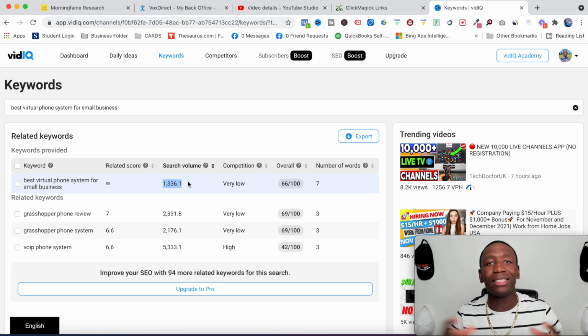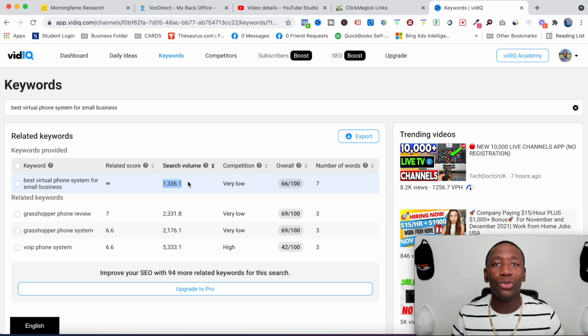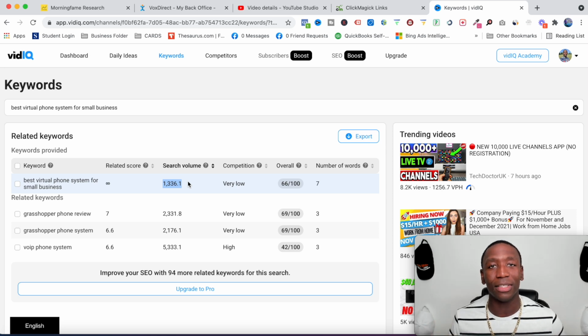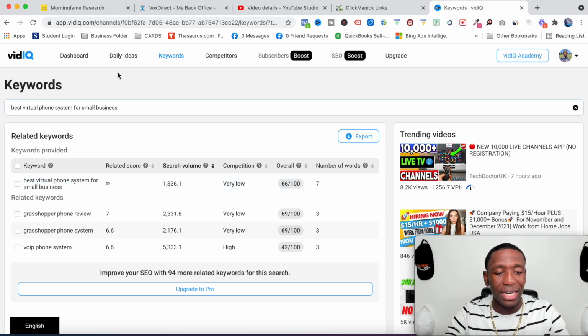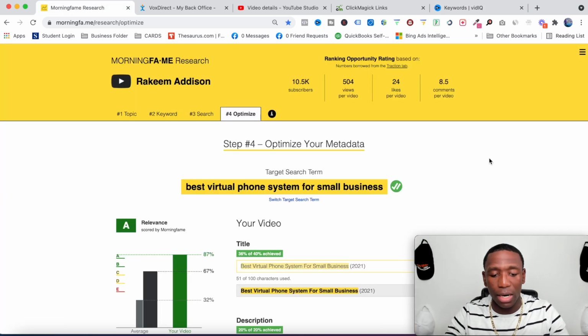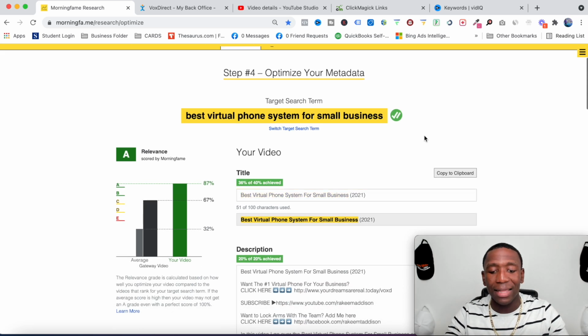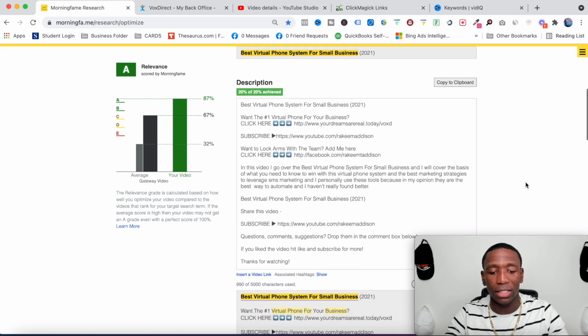Pretty much, this is the hack for startup companies, because they don't have to know your name for them to find you. And that's why this strategy is extremely powerful. All right. The next step that I did was I went into my tool called Morning Fame. This is another one of my tools. I then created the title in here, which you can see is all already done because it's an old video.